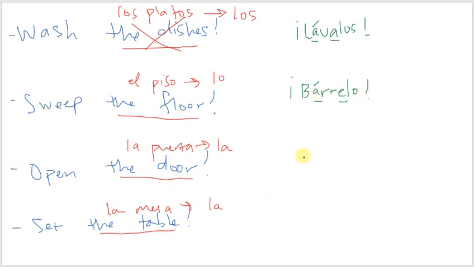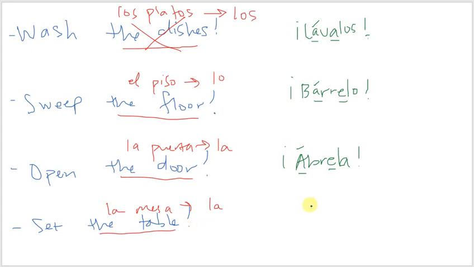For open the door, the positive tú command would be abre, because that's the él, ella, usted form. The direct object pronoun would be la. It gets attached. The second to last vowel gets an accent. Again, ignoring the pronoun, the second to last vowel of the verb. Ábrela. So instead of saying open the door, I'm saying open it.